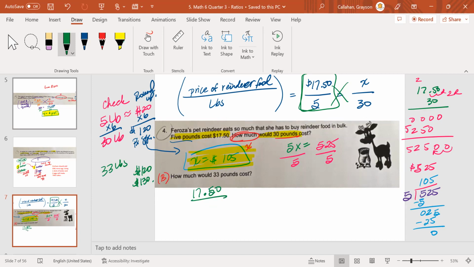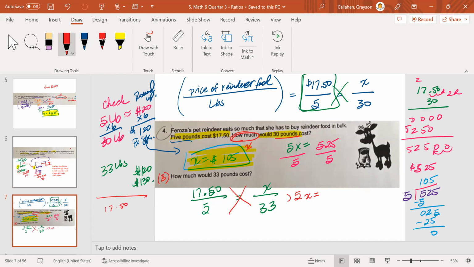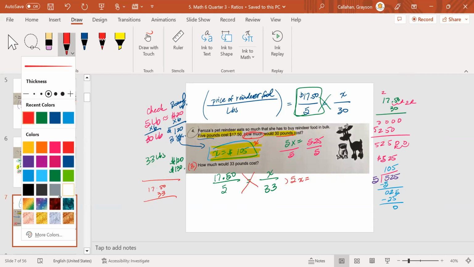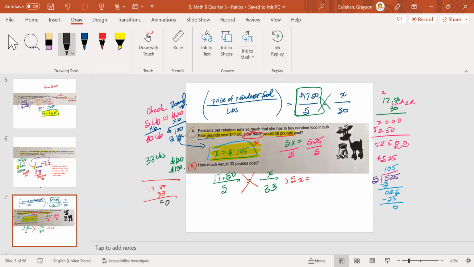$17.50 over 5 equals x over 33, with 33 on the bottom and x on top. Yes? Now let's cross multiply. 5x equals, on the side, you have to do 1750 times 33. If you do this on the side, you should get 0, 15, 21, 22, and then 0, 15, 21, 22. Add it together. 2 decimals to the left.